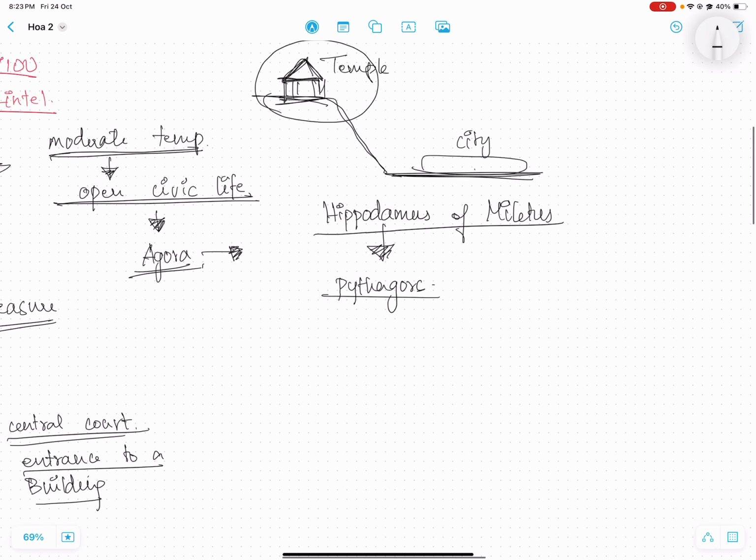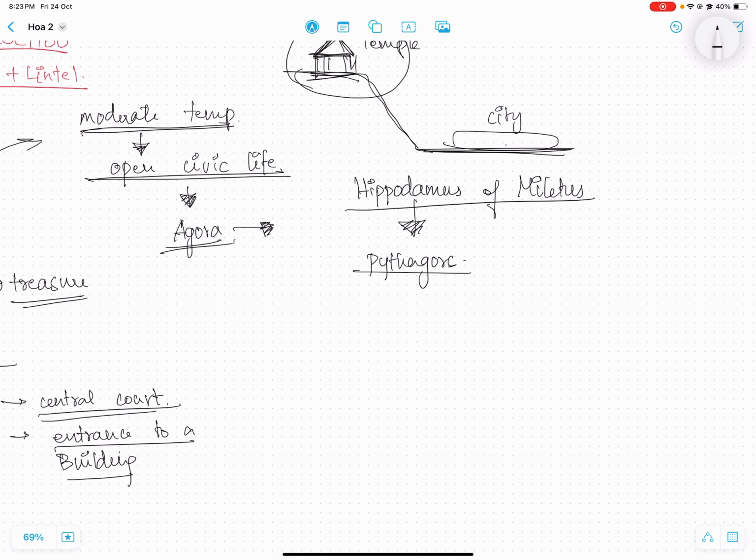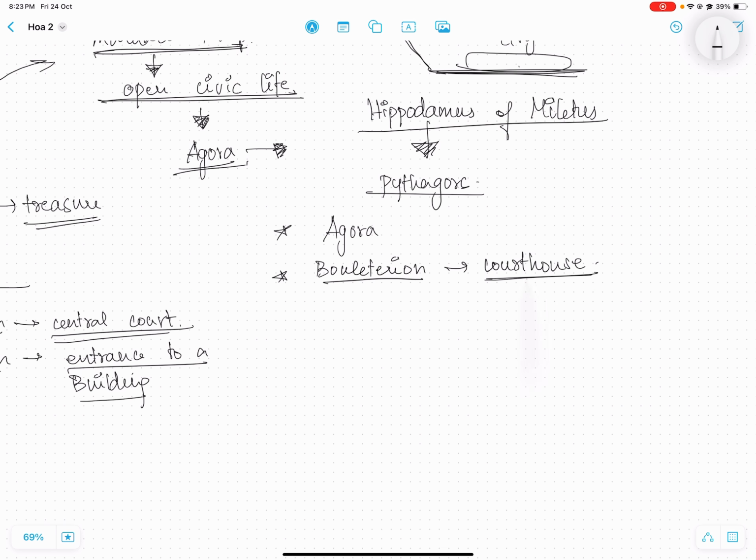Then some of the important places. So we know that Agora is the marketplace, and there is something called Bouleuterion, which means the courthouse. It was used as a space for the councils to meet and have discussions. They had Palestra. It is a gymnasium. These included baths, toilets, club rooms, spectator areas, and other stuff.